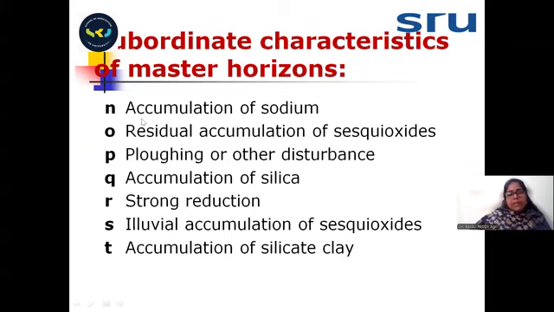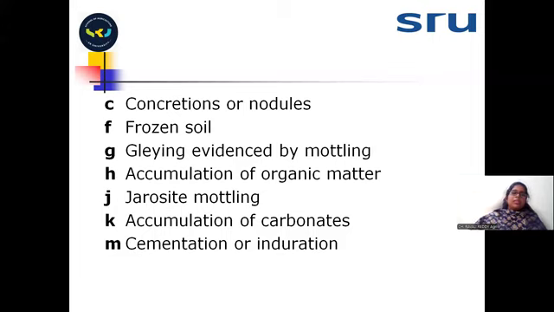Here, small n represents the accumulation of sodium. Then small o represents the residual accumulation of sesquioxides. Then small p represents plowing or any other soil disturbances. Then small q represents accumulation of silica. Small r represents strong reduction. Small s represents illuvial accumulation of sesquioxides. Small t represents accumulation of clay. Small c represents concretion or nodules. Then small f represents frozen soil. Small g represents gleying evidenced by mottling.